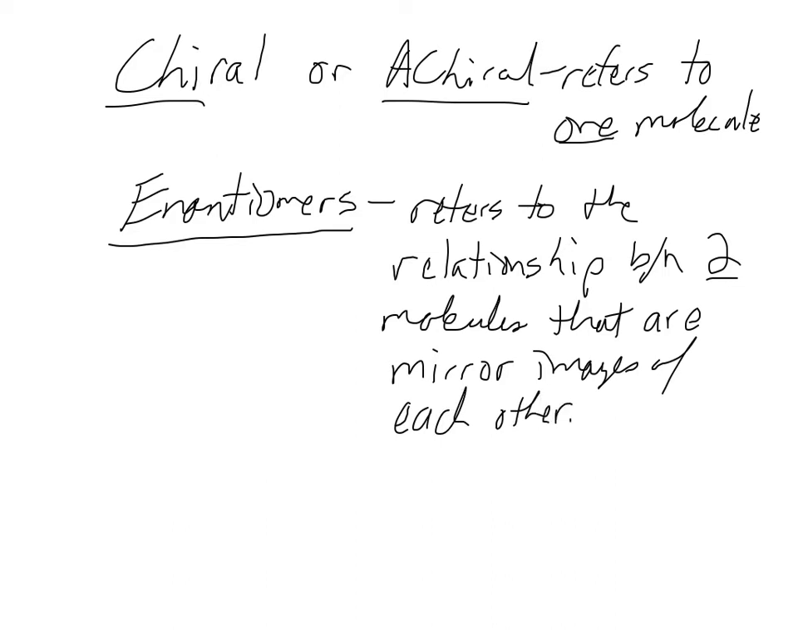One molecule is not an enantiomer. Is it an enantiomer of something else? It's a relationship between two things. Like my two hands, my right hand and my left hand are enantiomers of each other. My right hand by itself is chiral. My left hand by itself is chiral. So enantiomers refers to things as a pair. Same with diastereomers. We're talking about the relationship between two things.